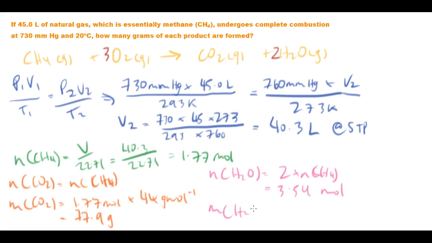So to get the mass of our water vapor, we just need 3.54 times, and this is another number that you should all know off the heart, the molar mass of water, which is 18 grams per mole. So the final mass of water is going to be about 63.7 grams to 3 significant places. And here we go, problem solved.